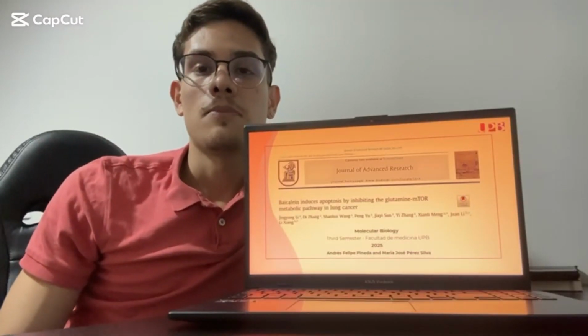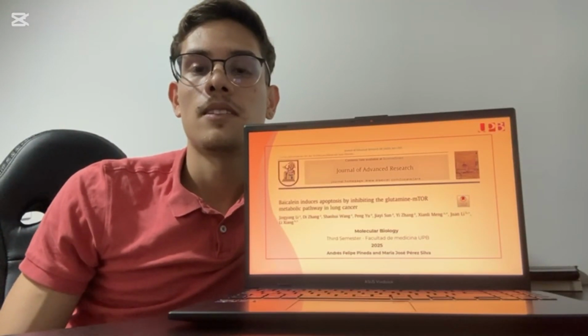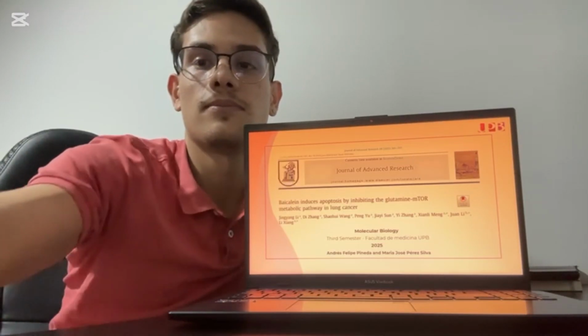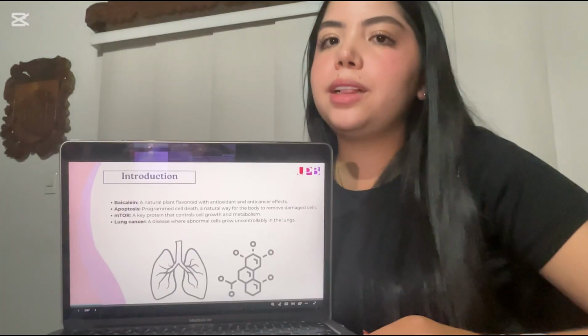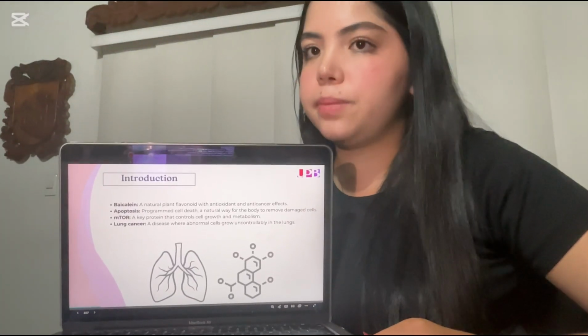Hello, my name is Andres Pineda, and together with Maria Jose, I explore whether Baicalin can make lung cancer cells self-destruct by shutting down the glutamine mTOR pathway. Introduction. Baicalin, a natural plant flavonoid with antioxidant and anti-cancer effects.